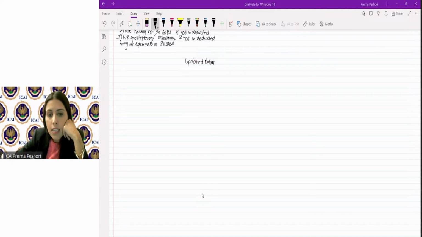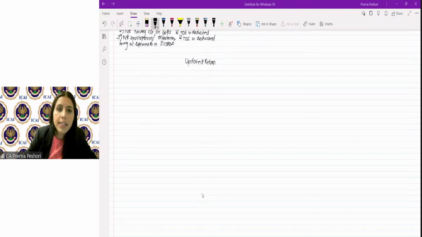Now, what is the scheme of this updated return? Let's try and understand exactly how it works. So for the updated return category, first of all, it cannot be furnished by everybody. There are certain conditions with regard to the updated return. And what are those? Let's try and understand.